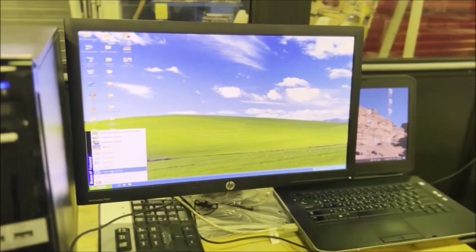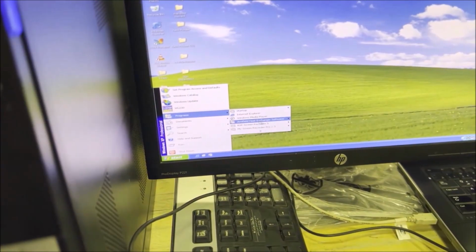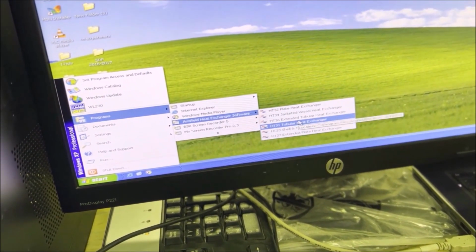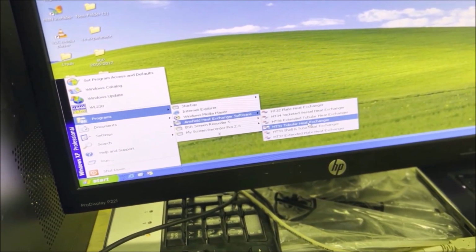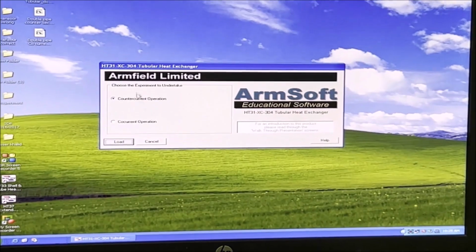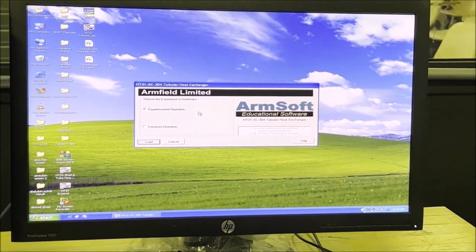You can click on start. In the program you will find the arm field. These are the different types of heat exchangers. You can choose a tubular heat exchanger, or on the desktop there is a tubular heat exchanger, I made a shortcut. Now here 2 operations are there: counter current and co-current.